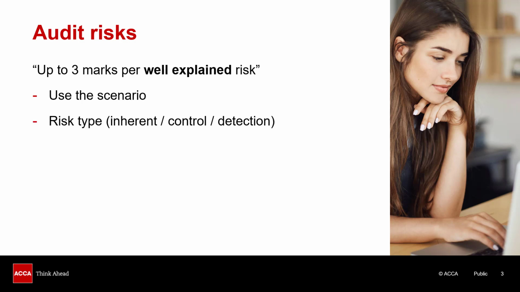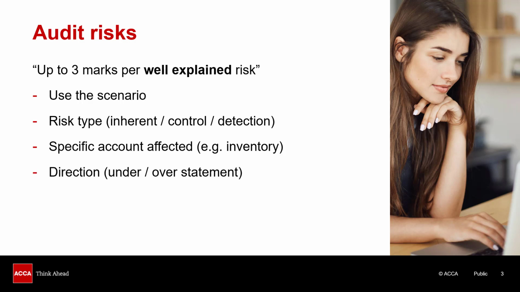Talk about whether it's an inherent risk, a problem with the company's business in some way, the underlying trade that exposes it to risk, a control risk, a problem with the company's systems that hasn't prevented or detected the error from happening, or is it a detection risk, the auditor has missed it somehow. Talk specifically about which account or accounts are affected and whether they could be under or overstated. You've got to get that in the right direction. If there could be a problem either way, you should say misstated.